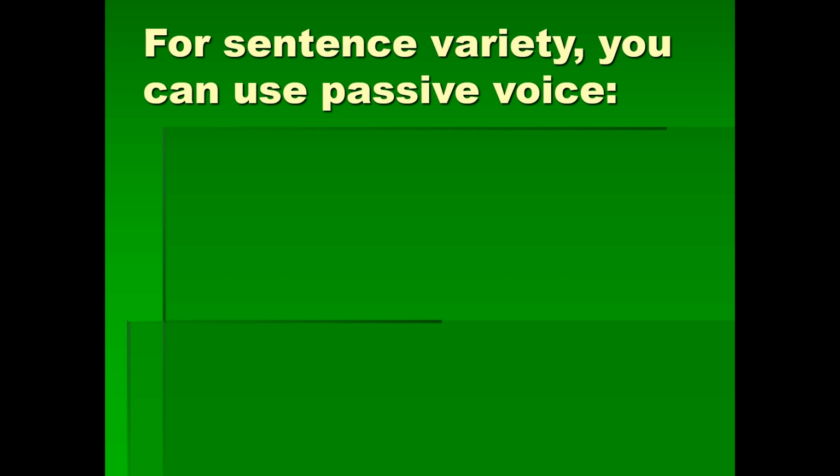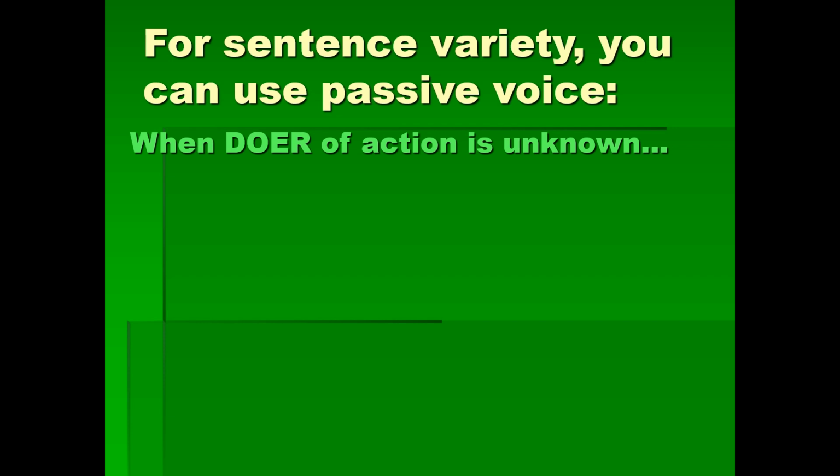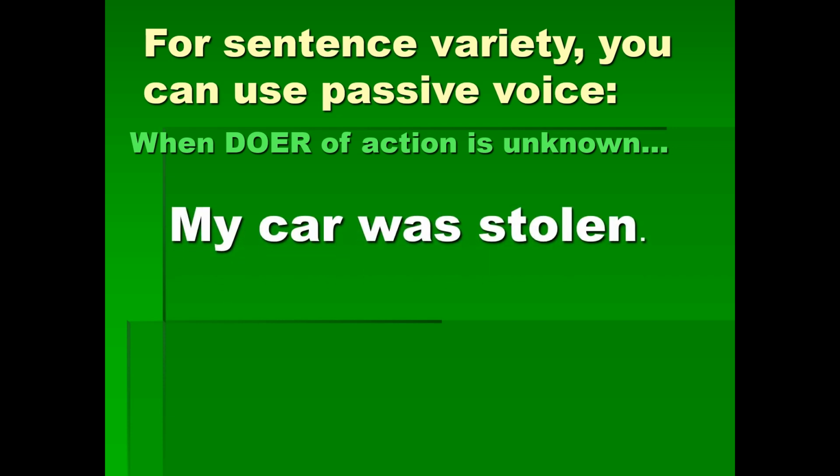For sentence variety, you can use passive voice, such as when the doer of the action is unknown. Look at this sentence. My car was stolen. We don't know who stole the car, so you could use passive voice. My car is the receiver of the action was stolen, not the doer.